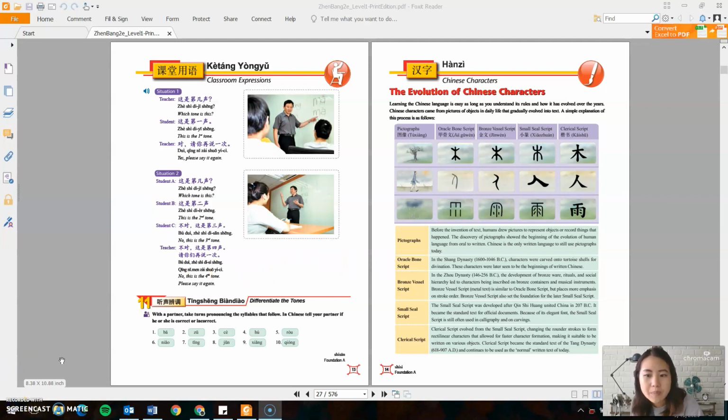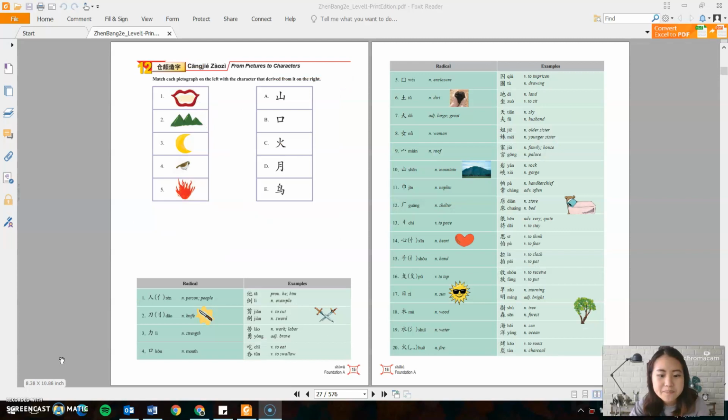Clerical script, 楷书. Clerical script evolved from the small seal script, changing the rounder strokes to form rectilinear characters that allow for faster character formation, making it suitable to be written on various objects. Clerical script became the standard text of the Tang Dynasty, 618 to 907 AD, and continues to be used as the normal written text of today.